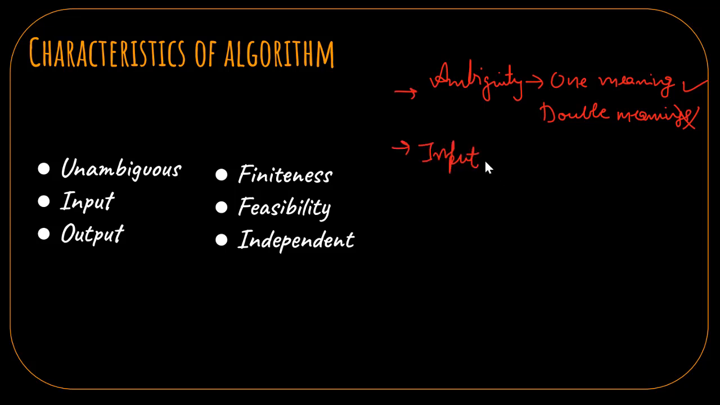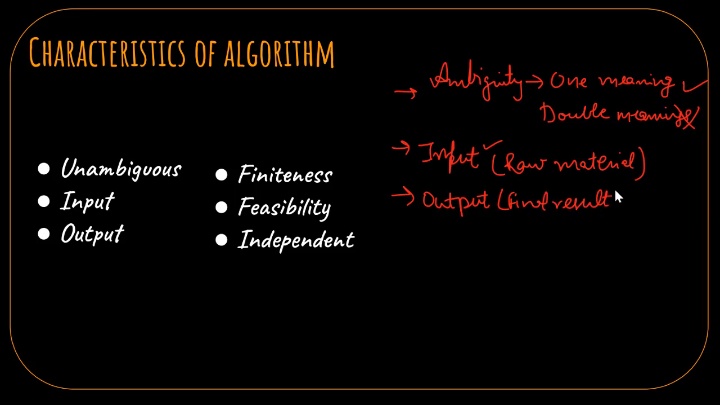Second, an algorithm should have some sort of input, because this is the main raw material on which the algorithm has to work. So there should be a proper input for a given algorithm. Next, it should provide output back to the user. That is going to be the final result, because this is why we are writing the algorithm. We are actually solving the problem.